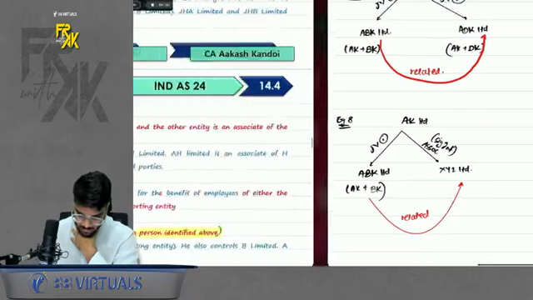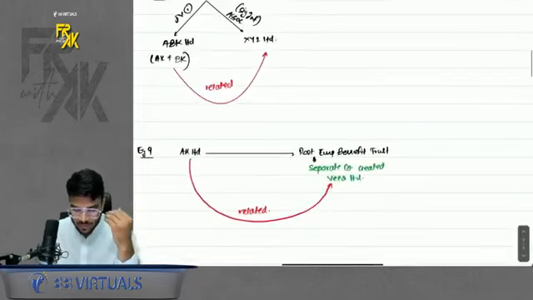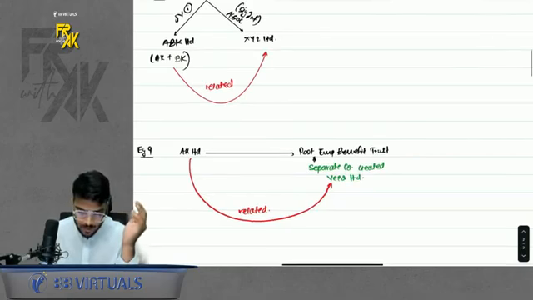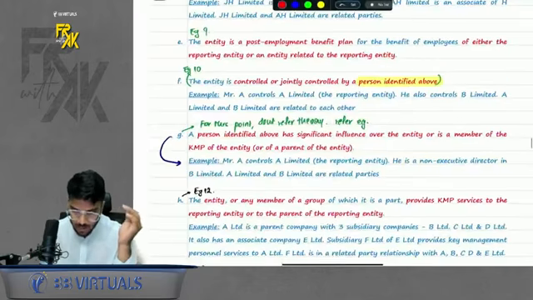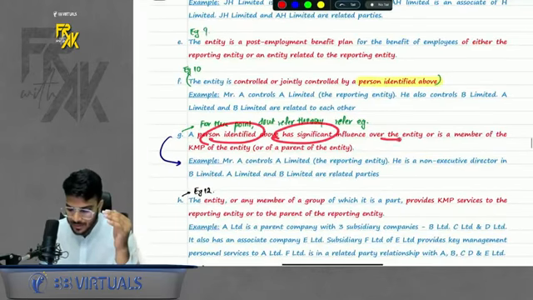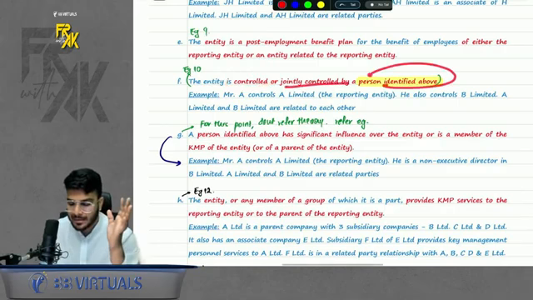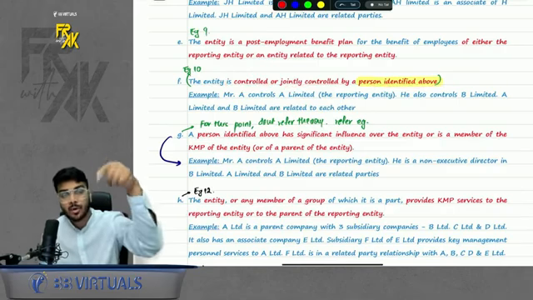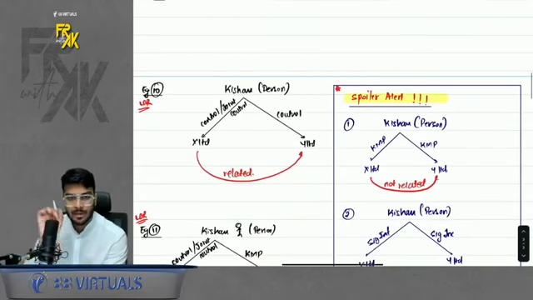Next, the entity is a post employment benefit plan. Sometimes for employees you open a separate trust. Because you are opening it, you and that trust will also become related. Next, an entity is jointly controlled or controlled by a person identified above. Person means the person we were talking about in the previous point. Now comes the important part. Now it is an important example. Now you need to focus.